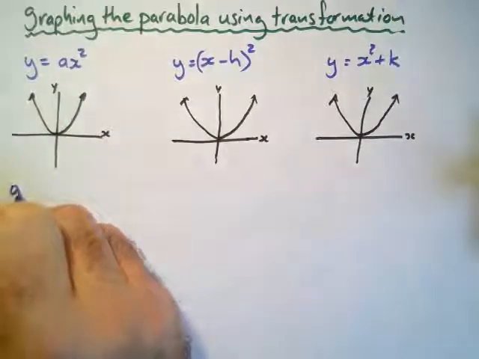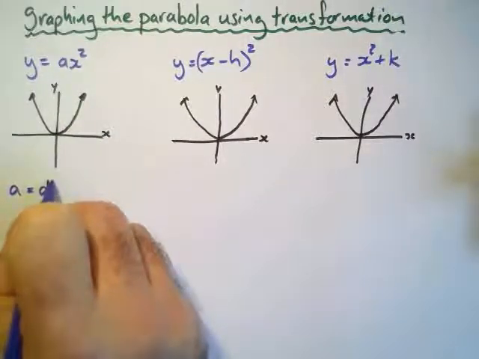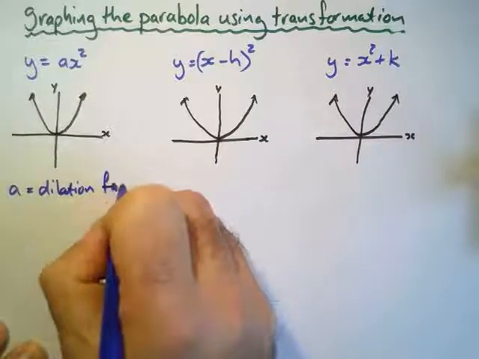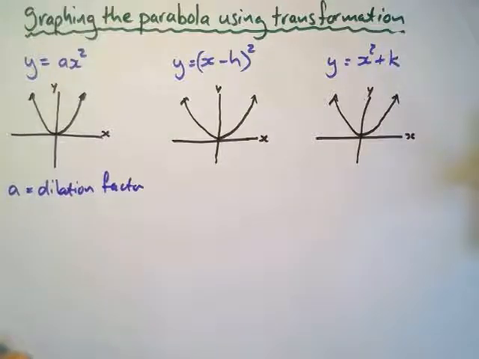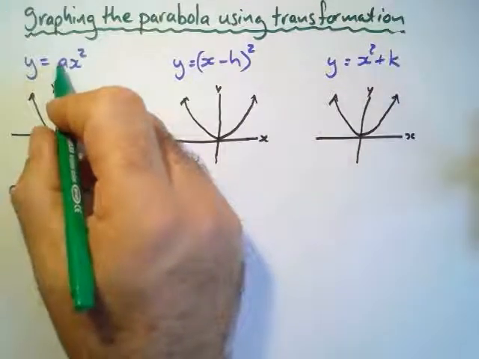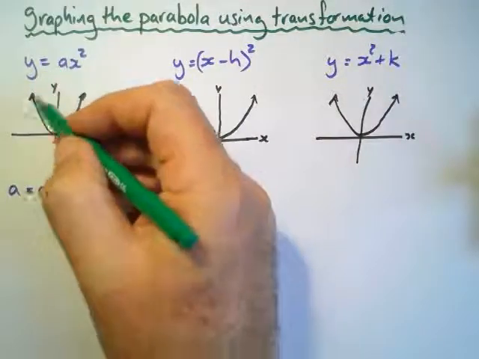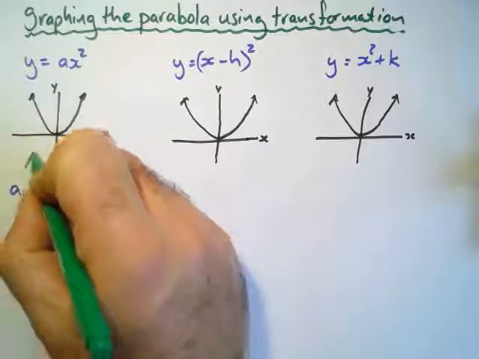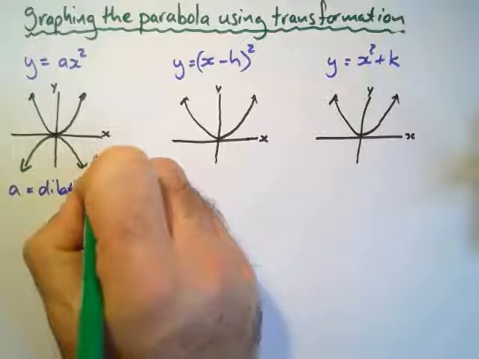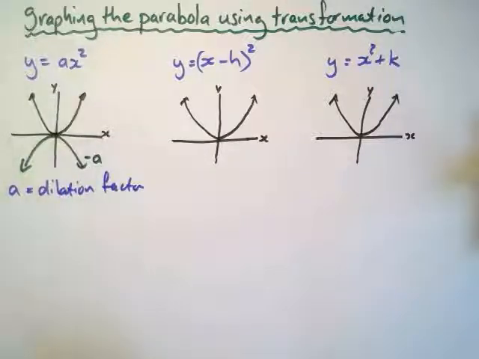So A is our dilation factor, and that's the first thing that we're going to check out. Dilation factor, what's happening is, the first thing is if A is negative, remember negative, the whole thing is reflected in the x-axis, so this is if A is negative.